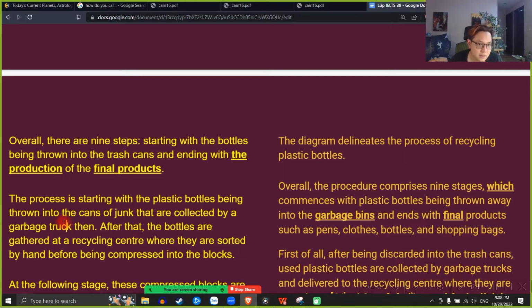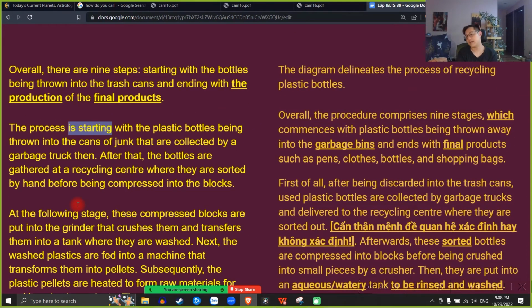The process is start. Thường á mình sẽ dùng thì hiện tại đơn trong những cái task như thế này, trừ trường hợp là mình nói một cái xu hướng nào đó mình dùng hiện tại tiếp diễn thôi. Normally with this task we use simple present tense. We only use present continuous tense if we want to talk about a trend that's going on.